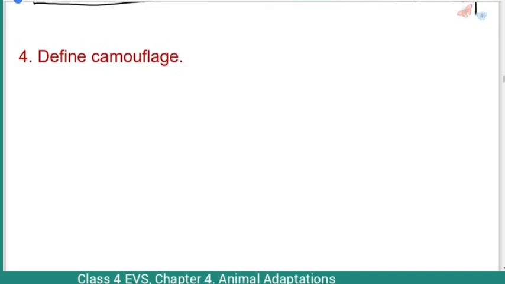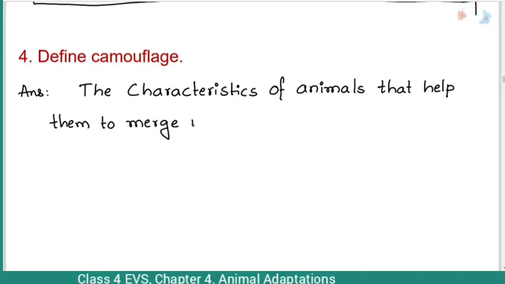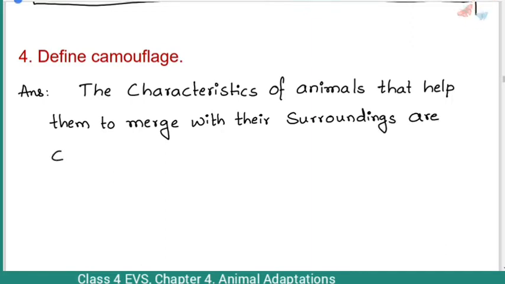Fourth question. Define camouflage. The characteristics of animals that help them to merge with their surroundings are called camouflage.